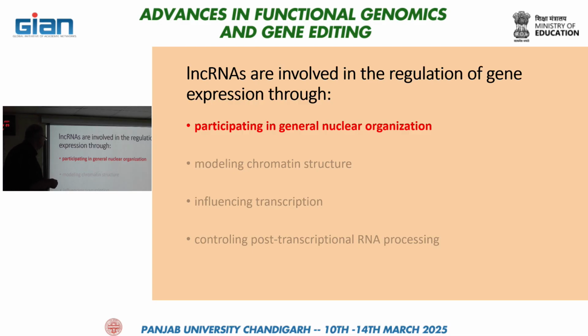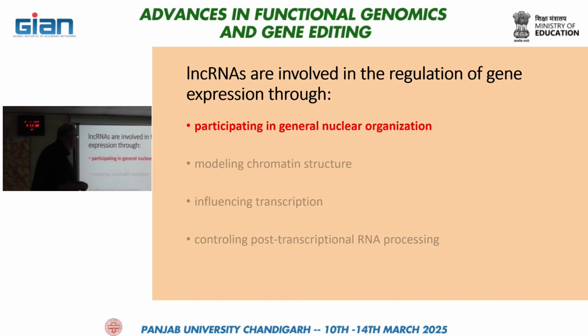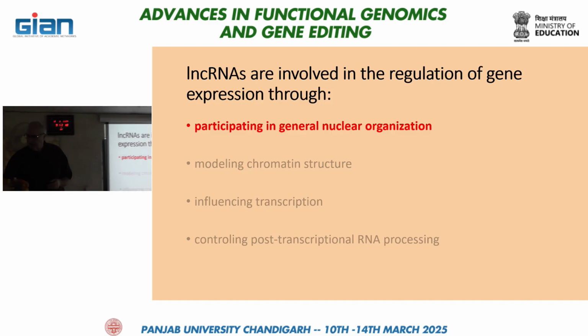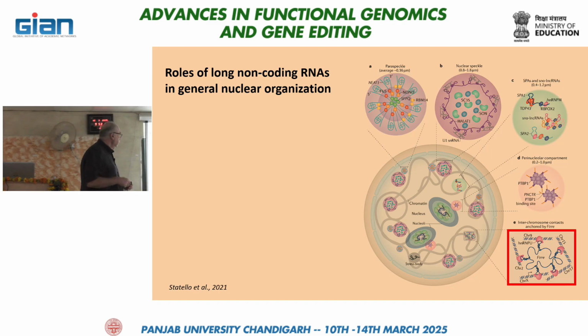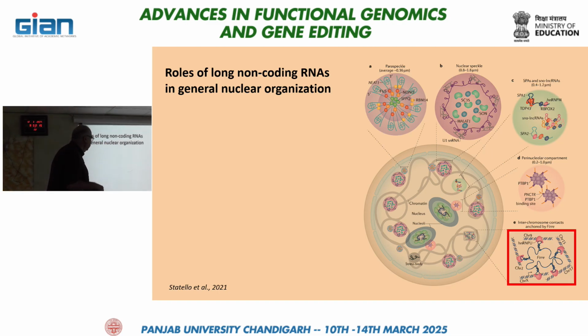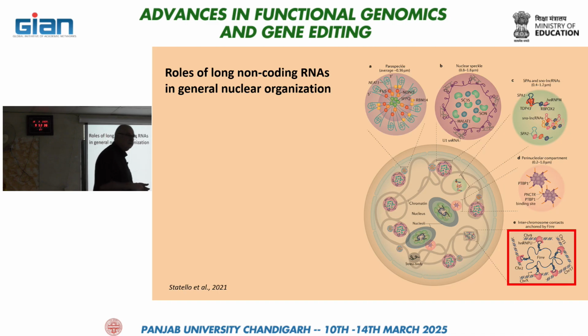Let's concentrate on this participation in general nuclear organization. What I mean by this: this is the nucleus, and you know that in the nucleus you have chromatin, of course, of different chromosomes, but you have a lot of different structures. For example, you know the nucleolus. What's the role of the nucleolus in the cell? It's a production of ribosomes, because it's not only synthesis of RNA, it's processing of this.